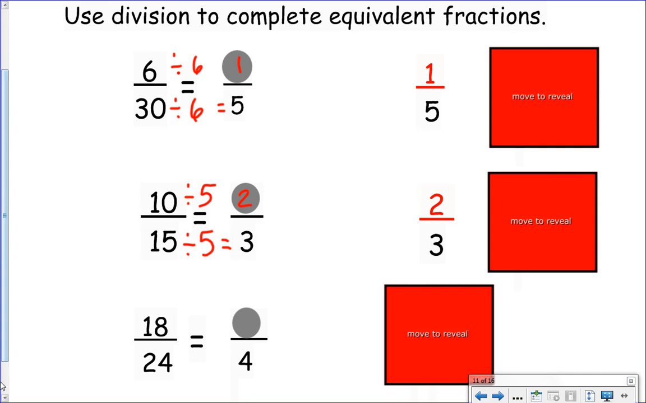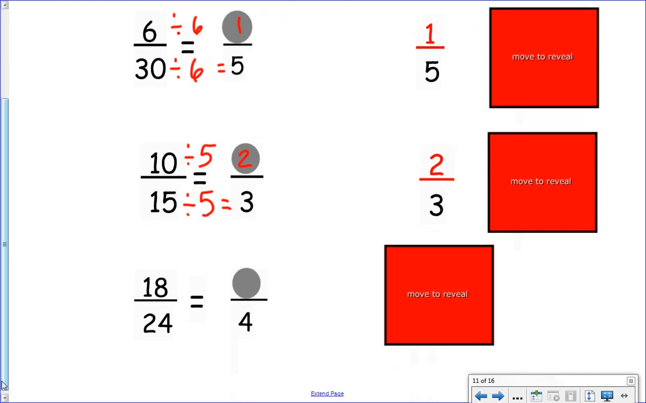All right, and finally down here, switched it up again on us. Oh, I'm sorry, they didn't switch it up on us. So we're going to start down here again. 24 divided by what equals 4? You can count by 4s until you get to 24 to figure out your multiplication. So 24 divided by 6 is 4. What I do on the bottom, I'm going to have to do on the top. So 18 divided by 6 is 3. So I got 3/4.